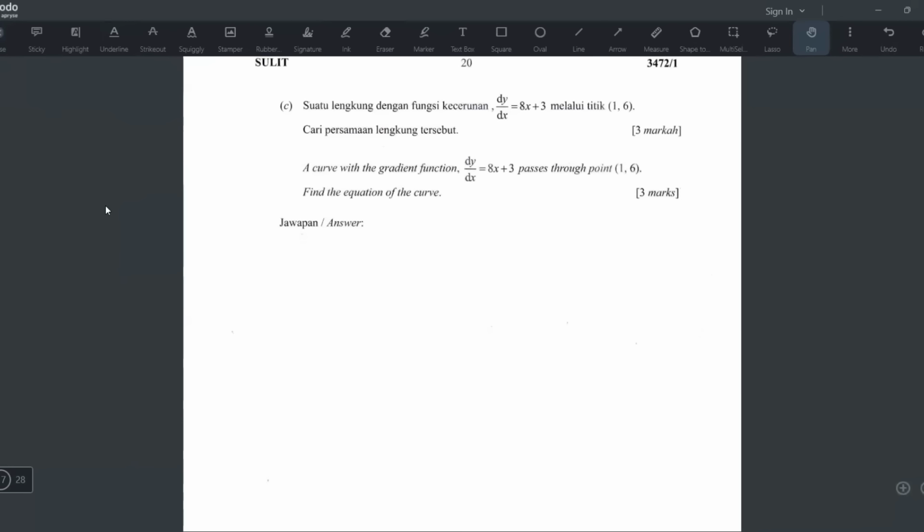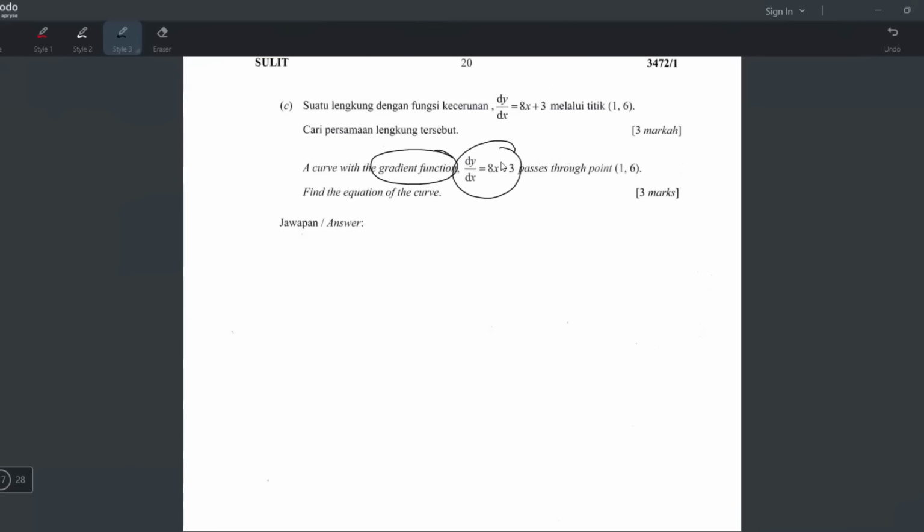Okay, now we do C. A curve with a gradient function. Hey, when you see this word, you need to know it means dy dx. Gradient function means dy dx. Sometimes they call it gradient curve, but it's the same thing. dy dx is 8x plus 3, passes through this point. Find the equation of the curve.